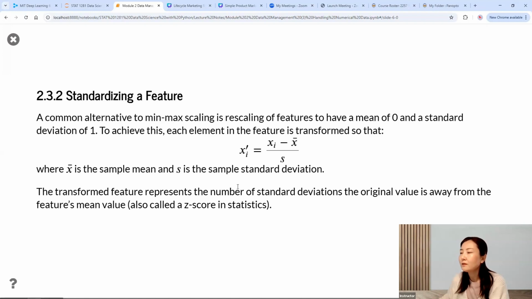The second scaler is the standardizer. It's similar to calculating a z-score. Here x bar is the mean of the column vector x, and s is the standard deviation of the vector. So after the transformation, the mean of x prime will be 0, and the standard deviation, the variance of x prime, will be 1. It's a kind of standardization process, so this is called standardizing.